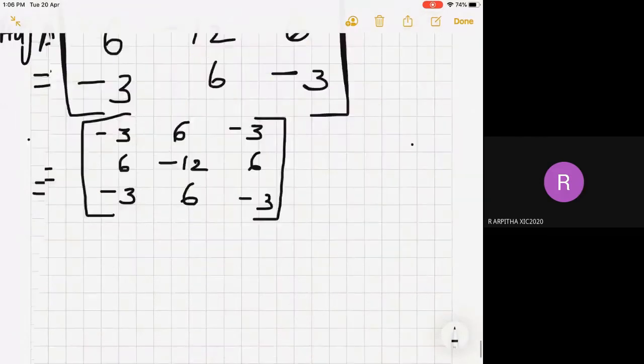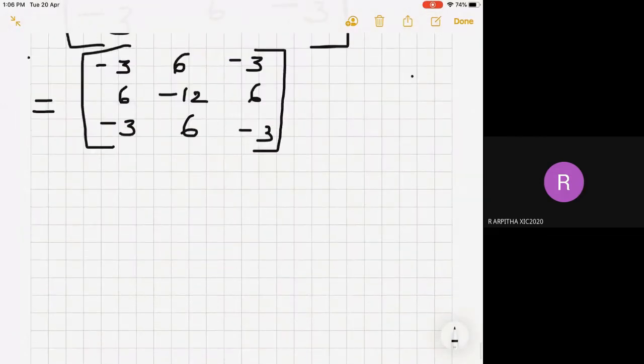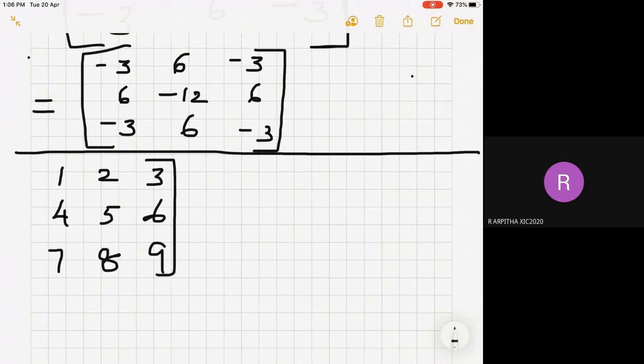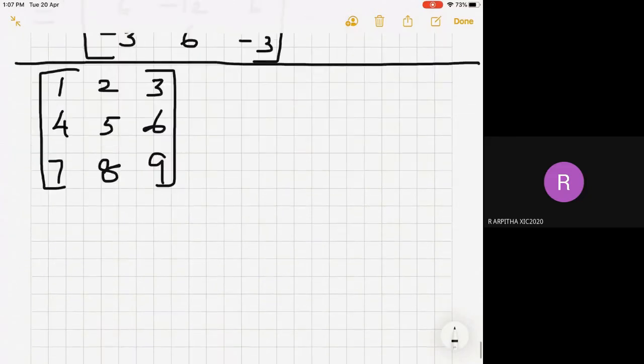So I have found a very easy method. If you are able to copy down, see here, children, this matrix: 1, 2, 3, 4, 5, 6, 7, 8, 9. If you want to find the adjoint, the technique I found is very easy. I'm just copying down the same thing: 1, 2, 3, 4, 5, 6, 7, 8, 9.